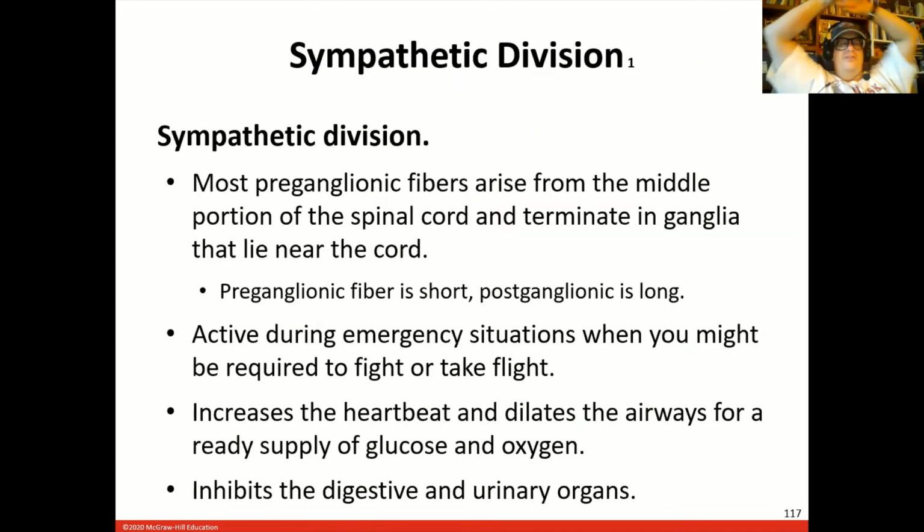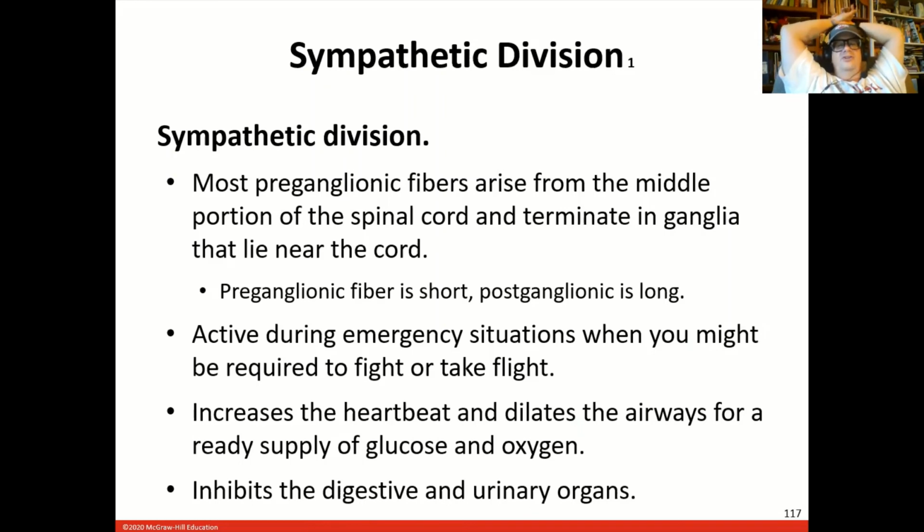All right, so the sympathetic division of the autonomic nervous system, we have fibers going to a ganglia, and it says they terminate in ganglia that lie near the spinal cord. So this ganglia is close to the spinal cord, and preganglionic fibers, it says, arise from the middle portion of the spinal cord and terminate in the ganglia. The preganglionic fiber is short, the postganglionic one is long.